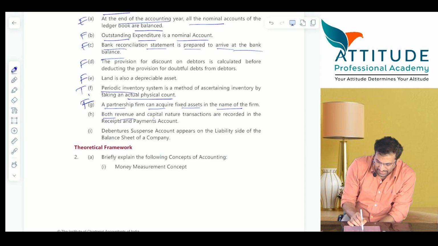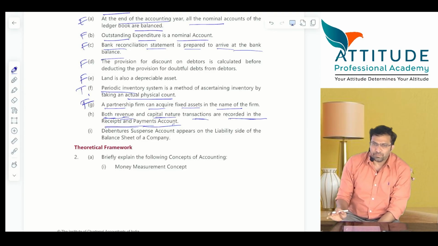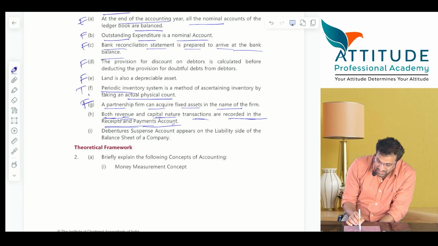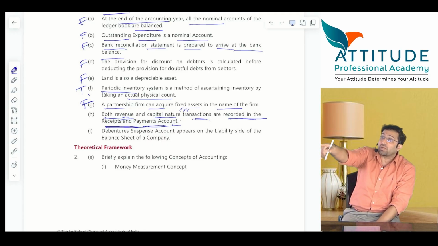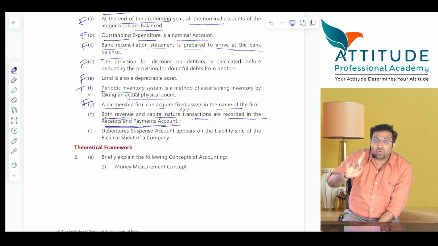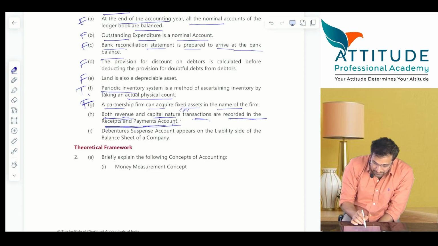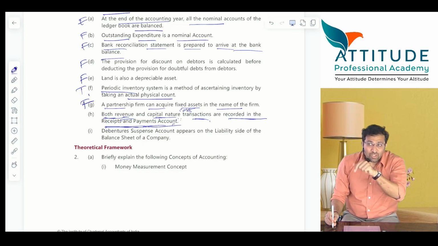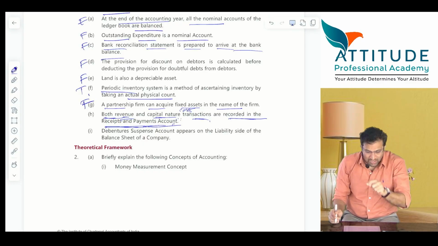Both revenue and capital nature transactions are recorded in receipts and payments account. True. But sentence मुझे थोड़ा अलग लगा. Both revenue and capital nature transactions means cash transactions, because receipts and payments is always prepared on what basis? Cash basis, not on accrual basis. That word is missing. Both revenue and capital nature cash transactions. Because see, depreciation is revenue, but it is cash or non-cash? Non-cash. Depreciation will not come in receipts and payments.